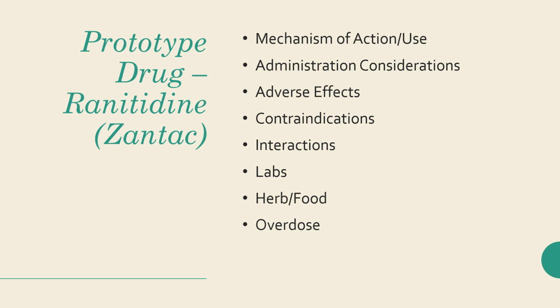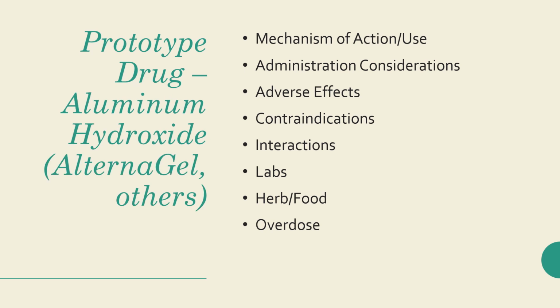With labs, you want to watch your renal panel, CBC, look at the liver panel. We want to make sure everything's working. Also take a look at their urine, because this medication could cause false positives for protein in the urine. Herbal considerations or food considerations, this medication could cause B12 deficiencies and may also reduce iron absorption. No current overdose considerations.